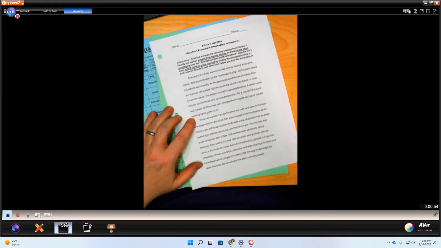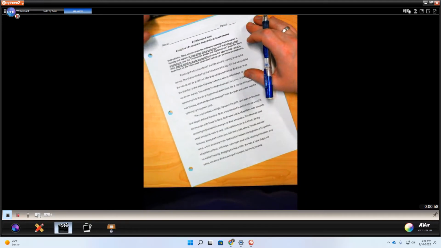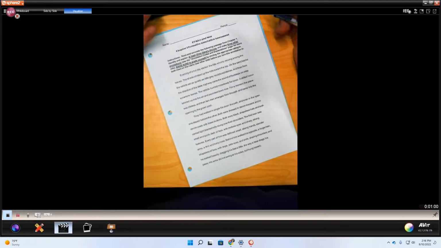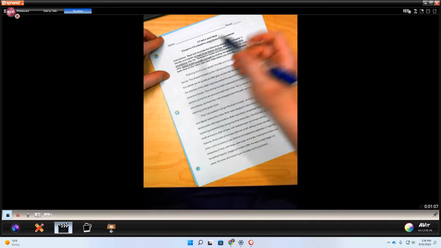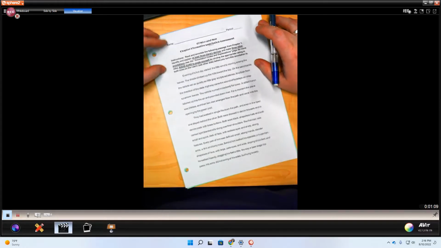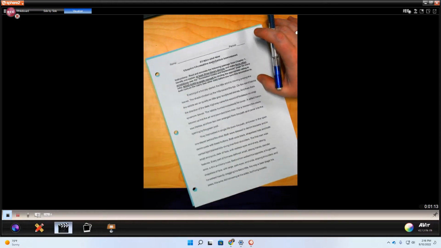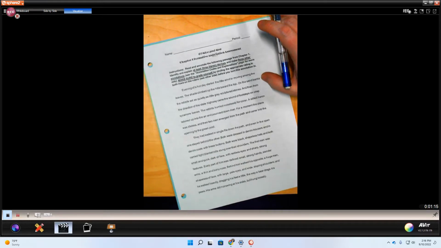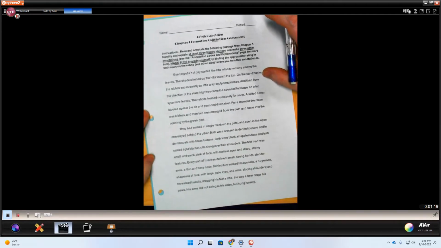So what an annotation assignment basically is, the word annotation is just a fancy word for taking notes. The root word of annotation is note, right? Notation, we're taking notes. But annotation is a special way of taking notes. So I'm going to teach you that special way of taking notes and how to do that thoroughly. But first, let's read the directions for this assignment.